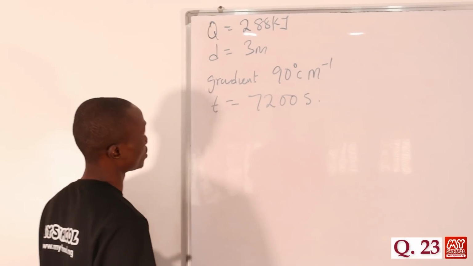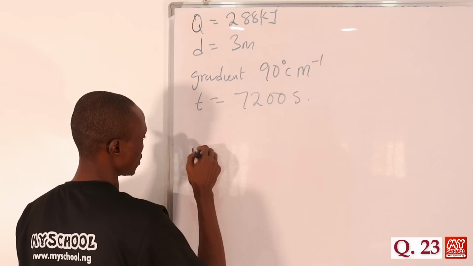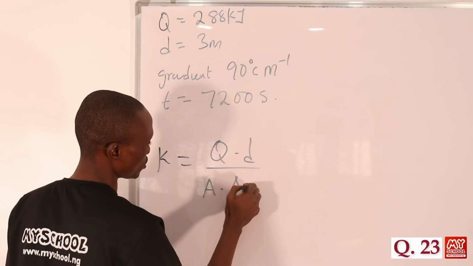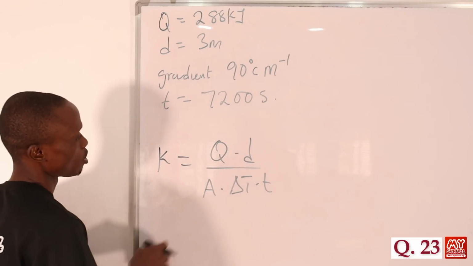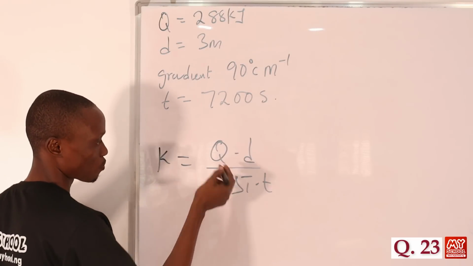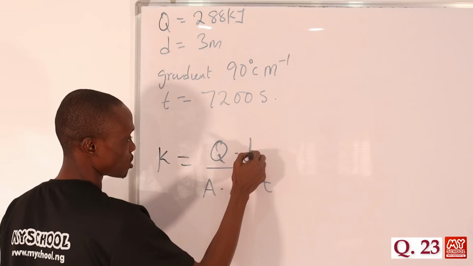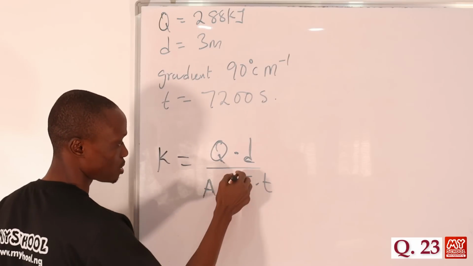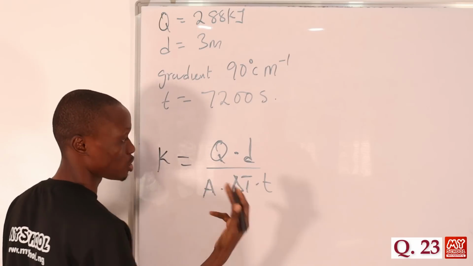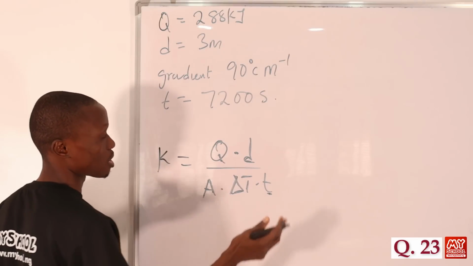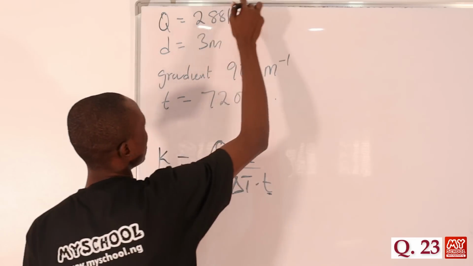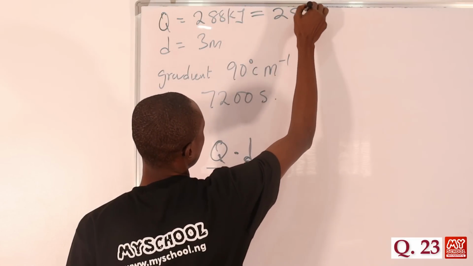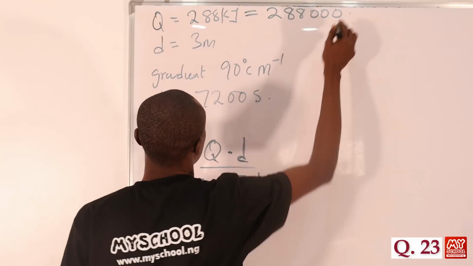So we have the formula for calculating thermal conductivity, which is given as K equals Q times d all over area times change in temperature times time. Where Q stands for the quantity of heat, d stands for the thickness of the material, A stands for the area of the material, delta T stands for change in temperature, and small letter t stands for time. So let's change this from kilojoules to joules. So this will be equal to 288,000.